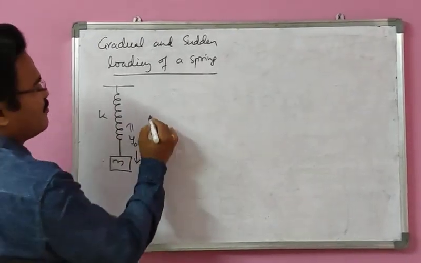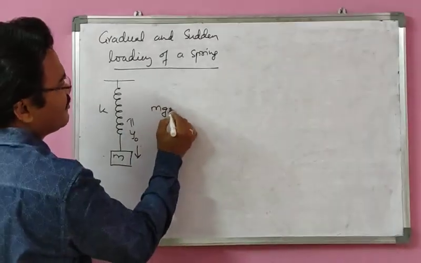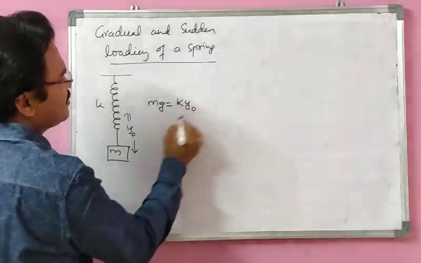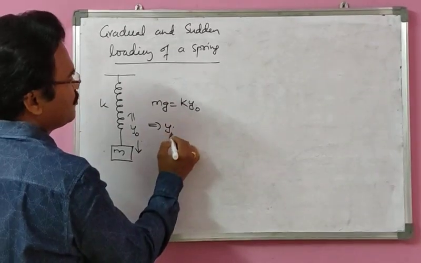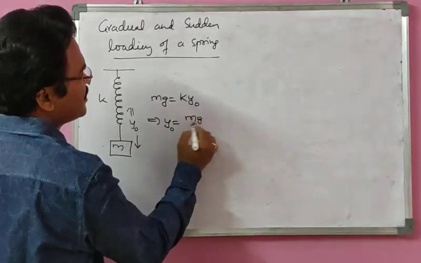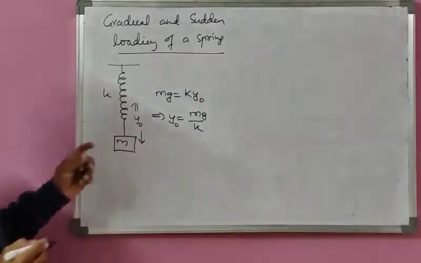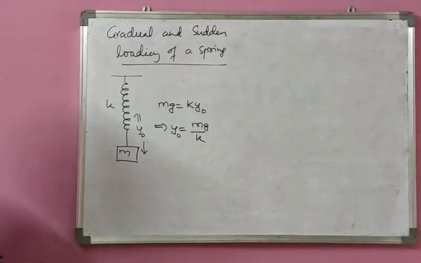So according to the formula, we can write the force equal to ky. So ky naught equals mg, so y naught equals mg by k. This is the gradual loading of the spring.